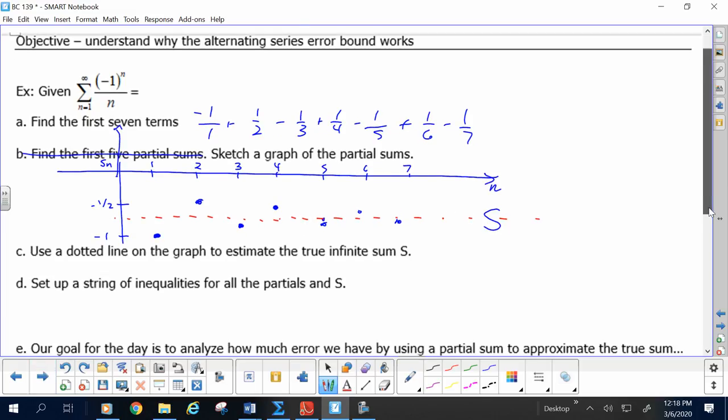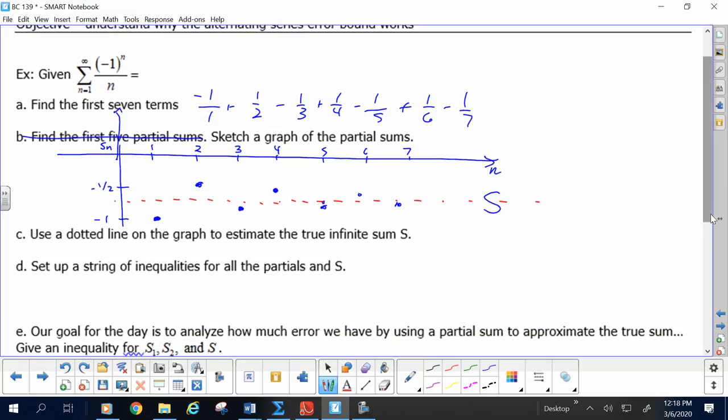this is what I want you to do. Set up a whole bunch of inequalities between all the partial sums, S1 through S7. What's the very least y value? So S1 is the smallest. What's the second smallest? And by that I mean the lowest y value. S3 is next, yeah? But S1 is less than S3, which is less than S5, which is less than S7.